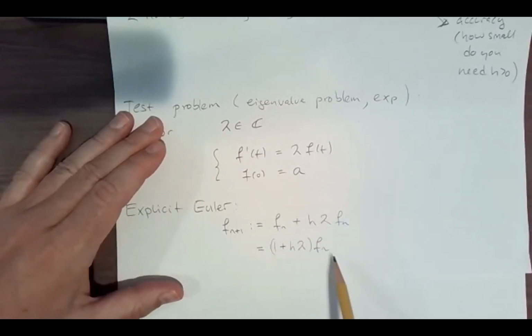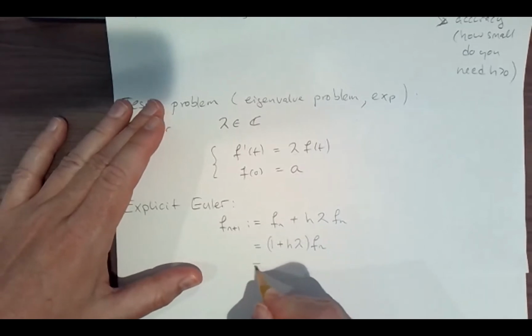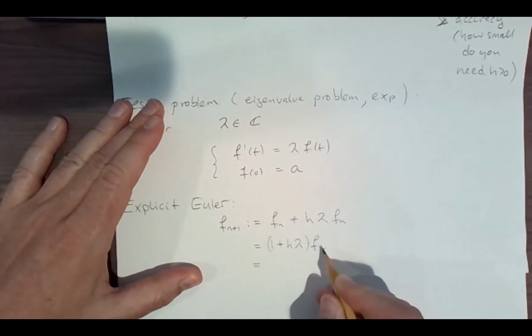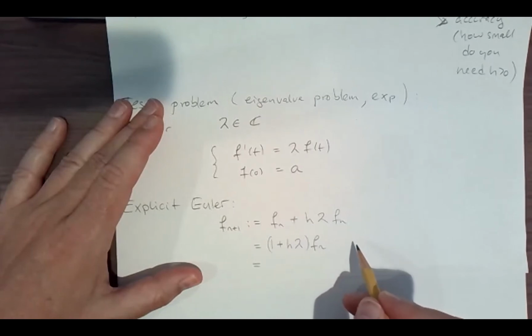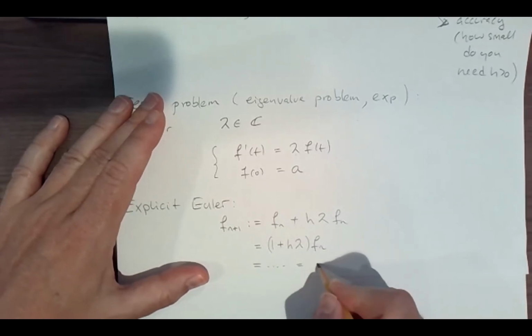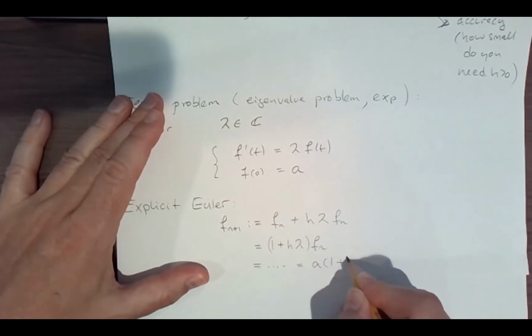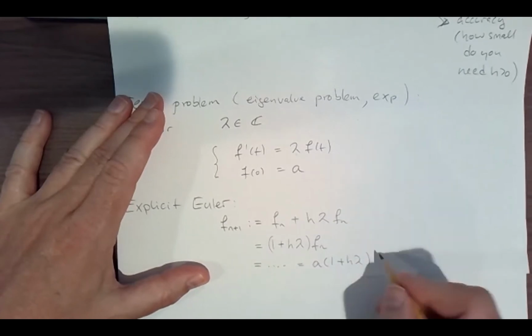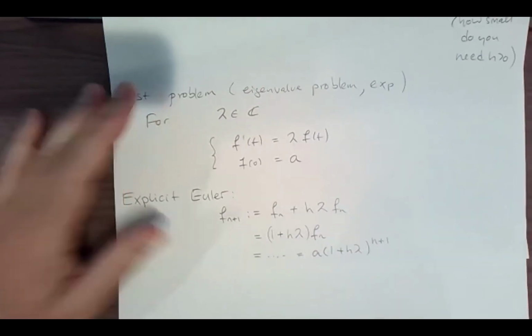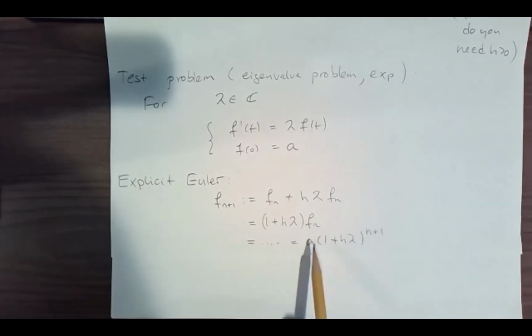So this was f. This will take us from fn to fn plus 1, and so we could iterate this. We could now insert what fn is in terms of fn minus 1, and so we would go all the way down to a times 1 plus h lambda, and then we would have n plus 1 here. So we could iterate this backwards, and we get something like this.